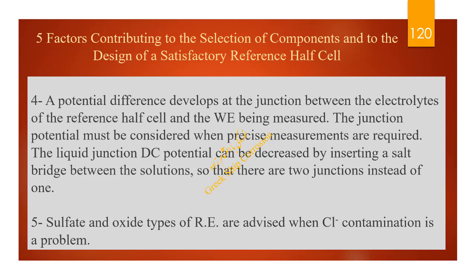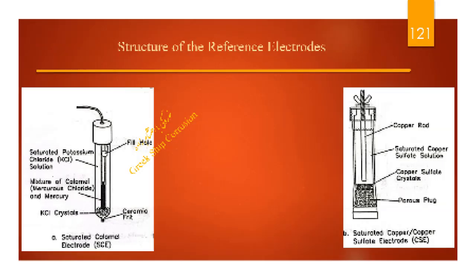The liquid junction DC potential can be decreased by inserting a salt bridge between the solutions so that there are two junctions instead of one. Number 5. Sulfate and oxide types of reference electrodes are advised when chloride contamination is a problem.